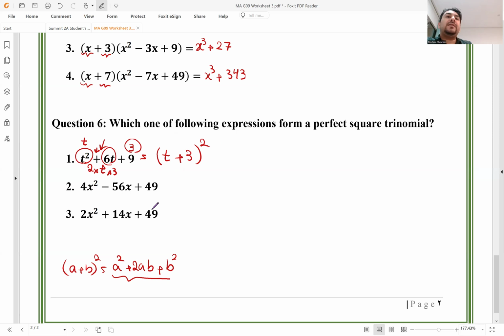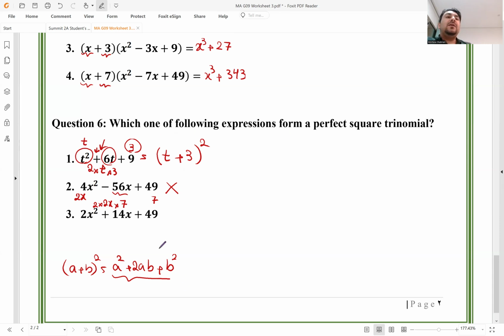Next one, 4x squared. That must be 2x powered by 2 to become 4x squared. 49 is 7 squared. Now check if 2 times 2x times 7 becomes the middle one or not. 2 times 2x is 4x. 4x times 7 is 28x. But the middle one is 56x. So it's not a perfect square trinomial.